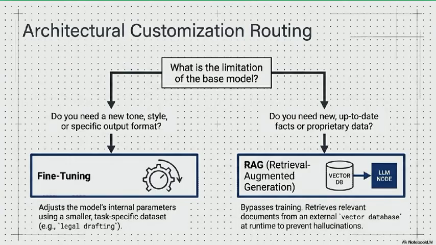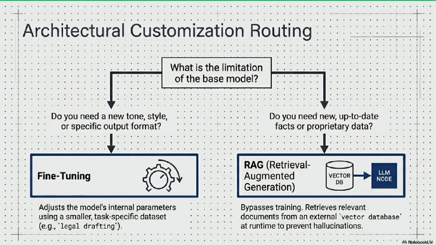Let's say your problem is tone. You need a specific style or a very specific output format. The route you take here is called fine-tuning. Right. Let's explain the mechanism of fine-tuning. Remember how we said the model is full of parameters, those synthetic synapses? Yeah. Fine-tuning actually goes in and permanently adjusts the internal weights of those synapses using a smaller, highly curated data set.